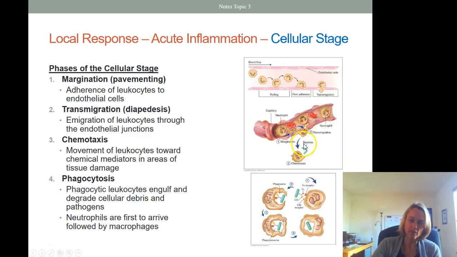So they'll get out of the blood supply, and then they'll move by chemotaxis towards the chemical mediators in areas of damage. And then these white blood cells will engulf and degrade cellular debris and pathogens by phagocytosis. The first to be mobilized are neutrophils, but they can't handle the harsh environment for very long, so they're not as long lasting. Second to arrive are the macrophages, and they are much longer lasting.